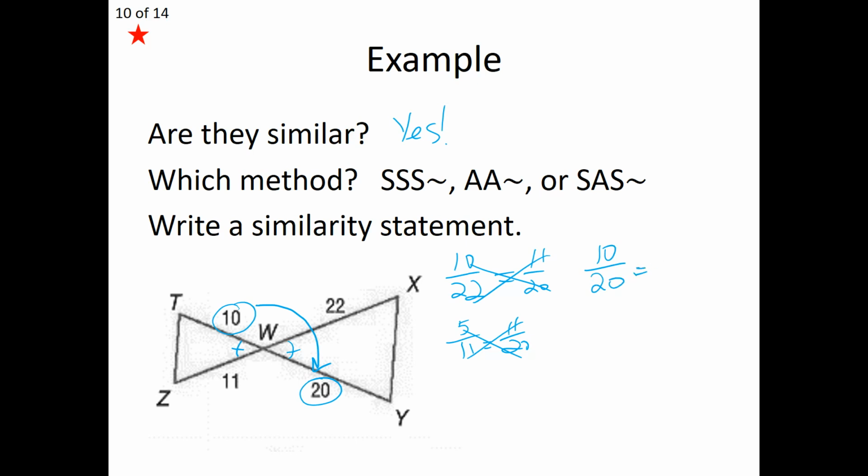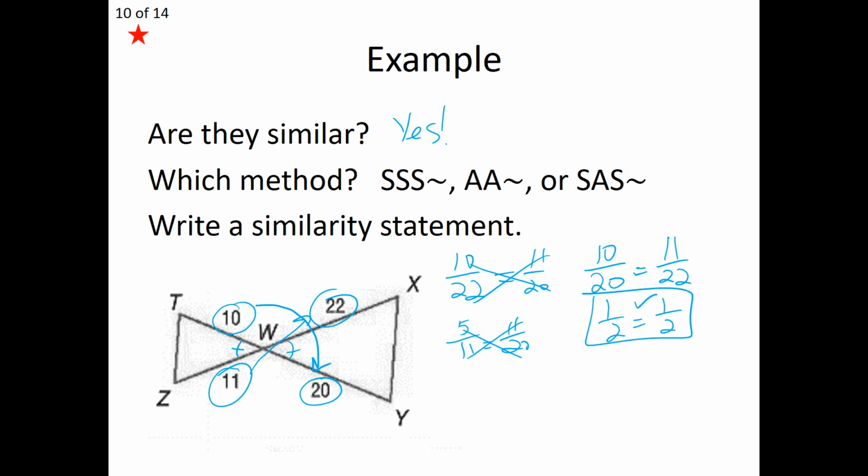Going from my small side to my large side, 10 to 20, let's do that again with my second pair of sides, 11 and 22. Now the question is, do those form the same ratio? If I reduce, take a look, 10 and 20 reduce to a half, 11 and 22 reduce to a half. Yes, these are in fact the same ratio.